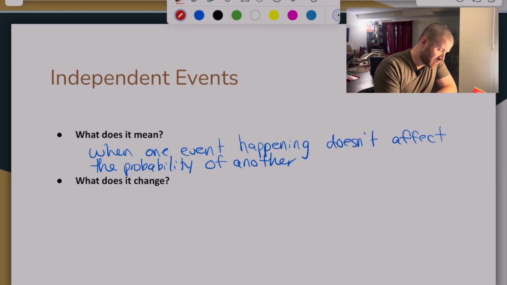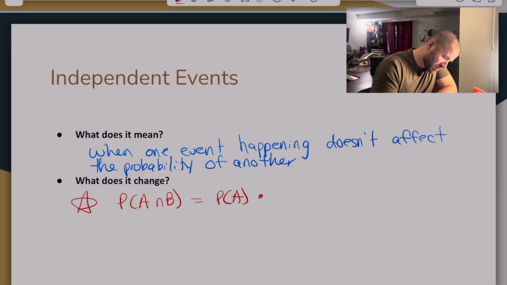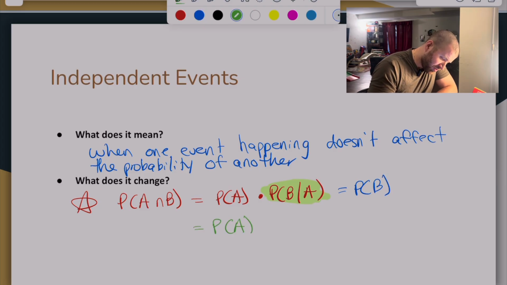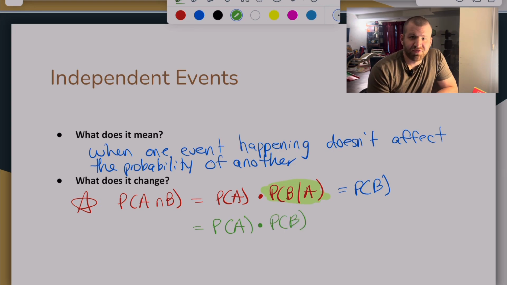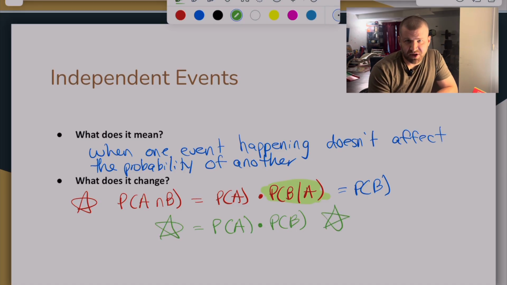What it does change for us is the AND rule, because now my probability of A and B, if you remember from before, was this. If the events are independent, this guy right here is now just equal to the probability of B. So if your events are independent, your AND formula is just the multiplication of those two probabilities. Only, and I cannot stress that enough, only if they are independent.